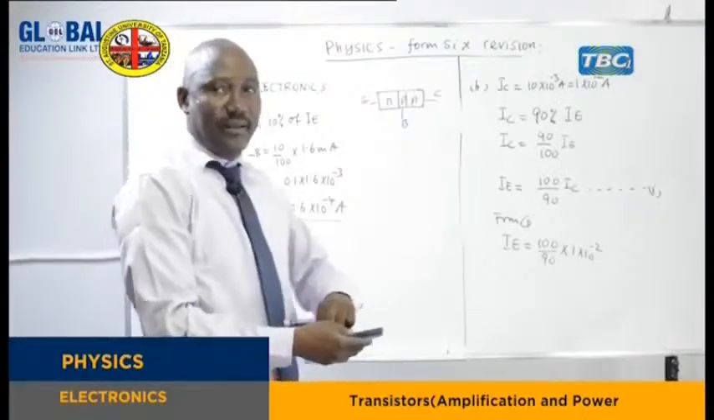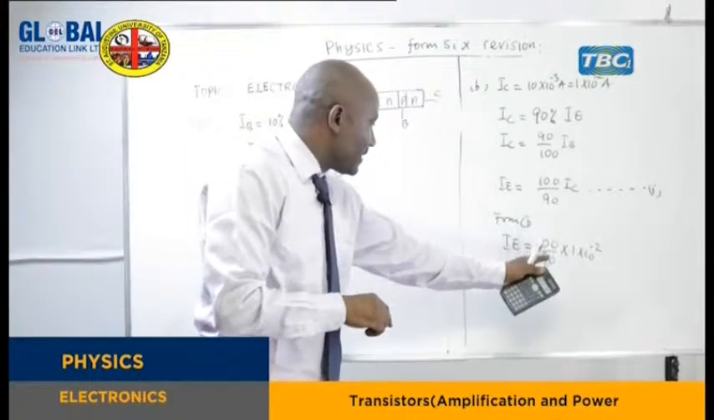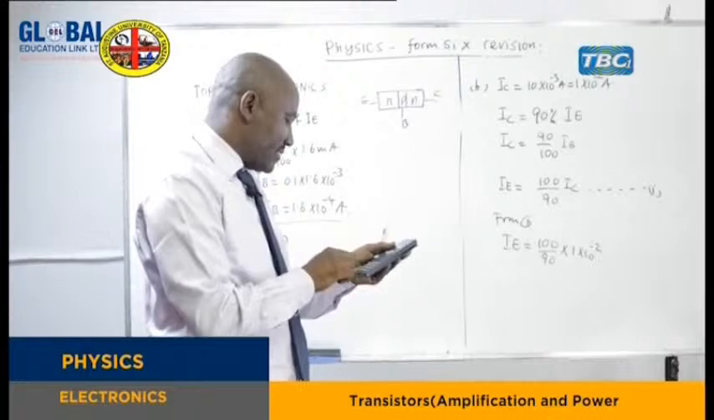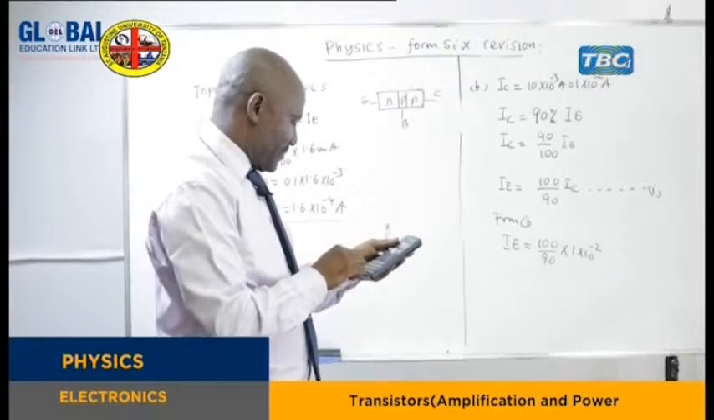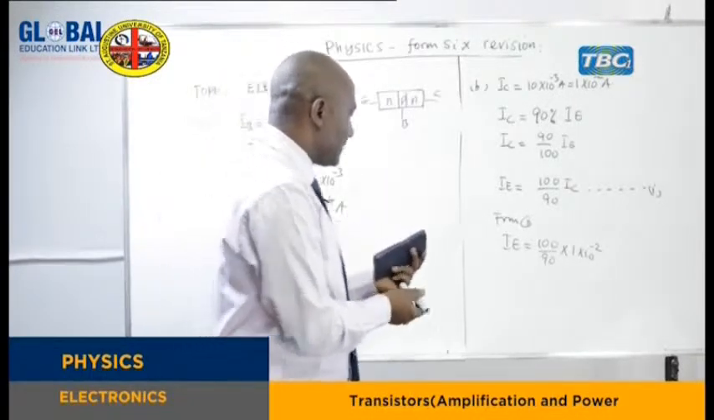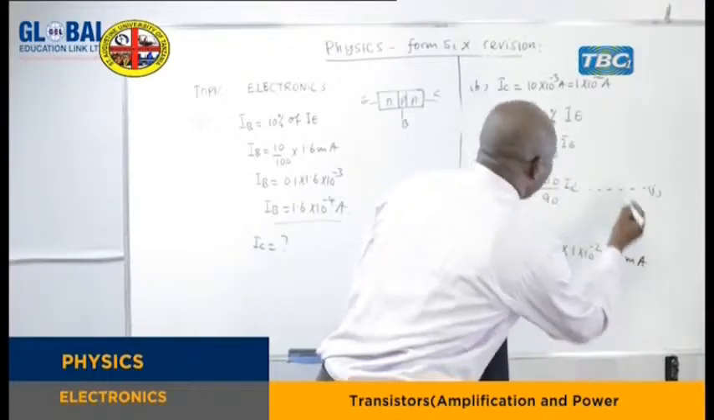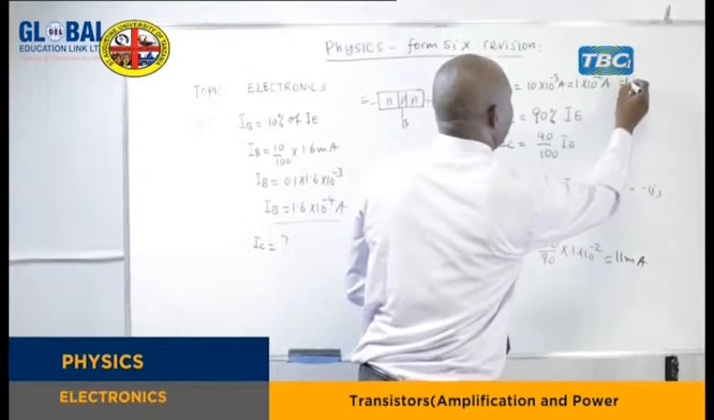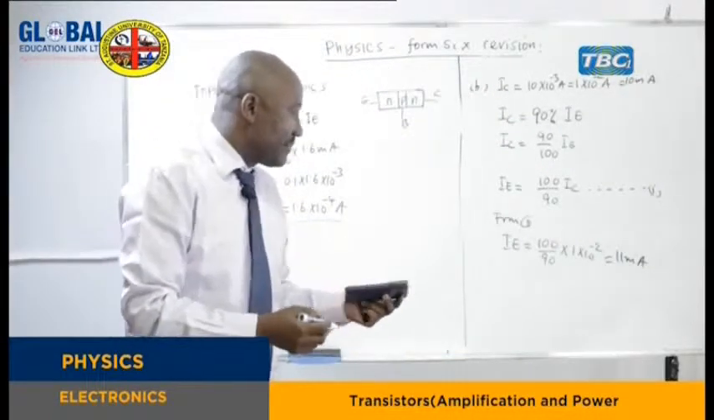Using your calculator, 100 over 90 is 10 over 9, so 10 divided by 9, times 10, is giving us 11. This is giving us 11 milliampere. Of course, the collector current was 10 milliampere. So it's 11 milliampere. That's IE.